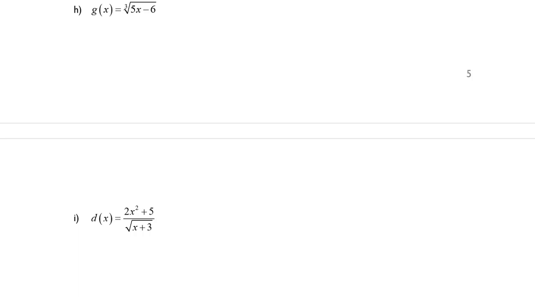We're on H in the examples for finding the domain of a function. Notice there are no fractions and there are no even roots. So you can say that the domain is from negative infinity to infinity. And those are parentheses because you never reach the end points.